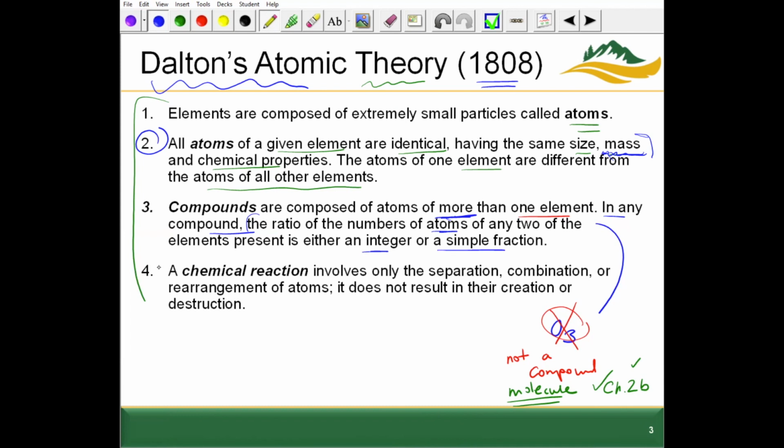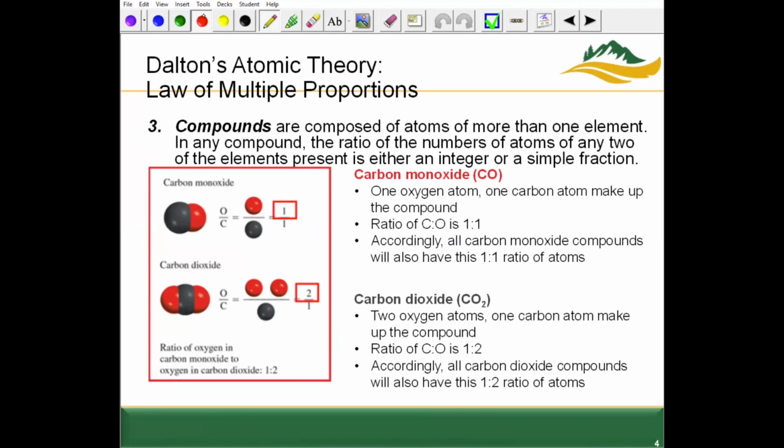The 4th point of Dalton's atomic theory is that a chemical reaction that involves only the separation, combination, or rearrangement of atoms, very importantly, does not result in their creation nor destruction. This ends up being a pretty important point in chemistry and in physics as well, that relates to the law of conservation of mass, where matter can neither be created nor destroyed. It can be broken down, it can be put back together, but we can't create nor destroy something just out of nowhere.